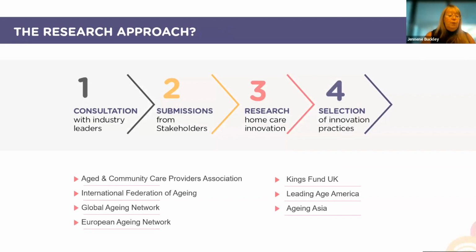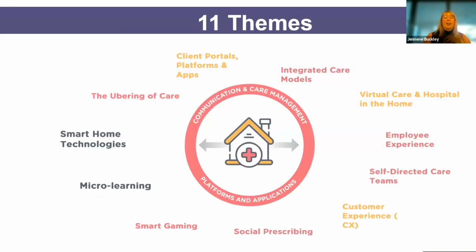Our approach was fourfold. We reached out to a number of peak bodies nationally and internationally to put forward organisations within their countries or their regional areas that were providing innovative service models. We also called for submissions nationally and internationally for providers to come forward with some of their innovative models. And of course, we did a range of desktop research to find those innovations. And with all the submissions and information that we gathered, we themed our report into 11 main areas of impact where we could see changes happening within home care.